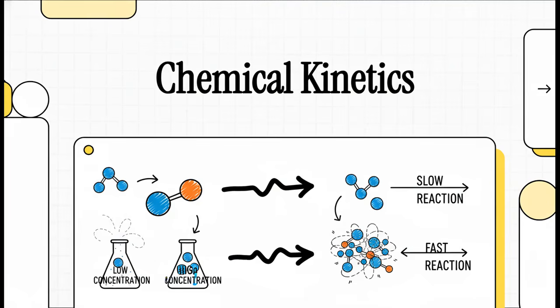You know, when it comes to chemistry, speed is often everything. But what actually controls how fast a reaction goes? Is it really as simple as just dumping in more ingredients? Well, that's the big question we're going to dive into today with chemical kinetics, which is really just the science of how fast things happen and, more importantly, why.